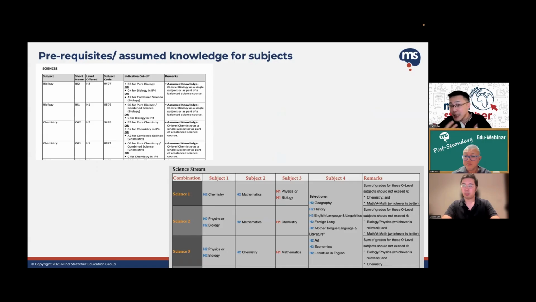And if you don't, that means you are expected to bridge on your own, right? So that's the thing. That is part of that assumed knowledge, right? And it's also quite similar for some of the other subjects, right? Like sciences and all that as well.